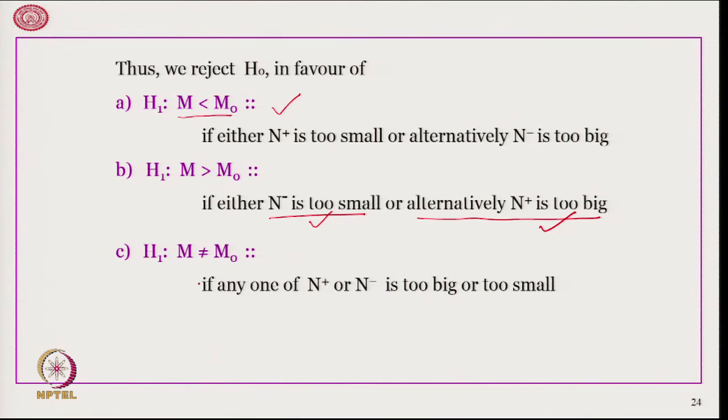For a two sided alternative, m not equal to m naught, if either n plus or n minus is too big or too small, we tend to reject the null hypothesis in favor of the alternative m not equal to m naught.